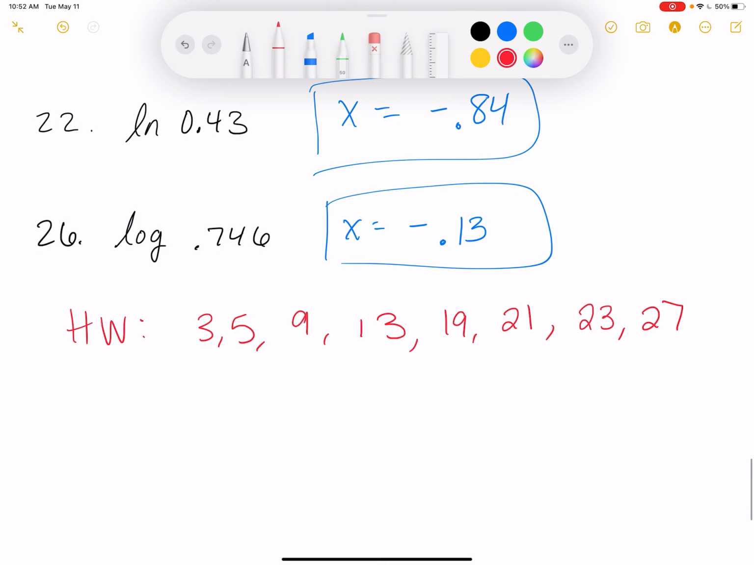Okay, these problems shouldn't take you long. You should finish these up today. Okay, especially since I'm not gonna let you do anything else until these are done.